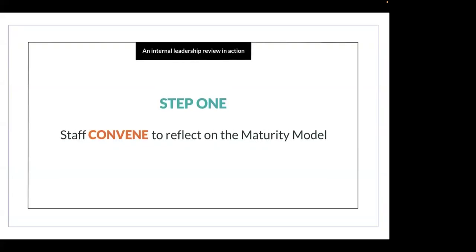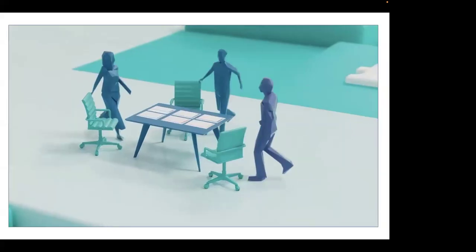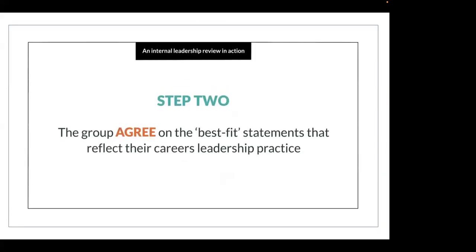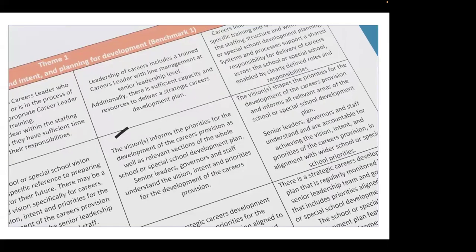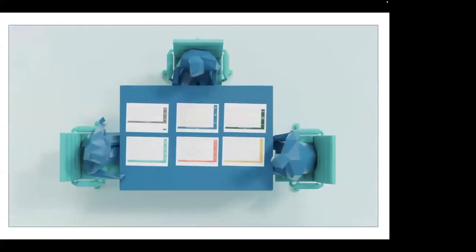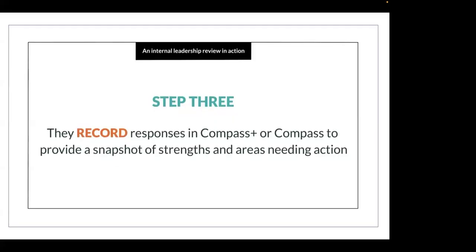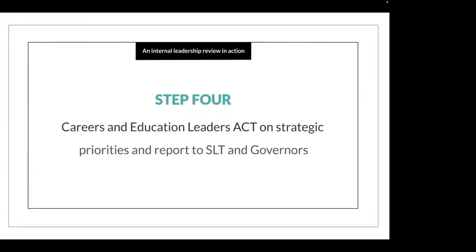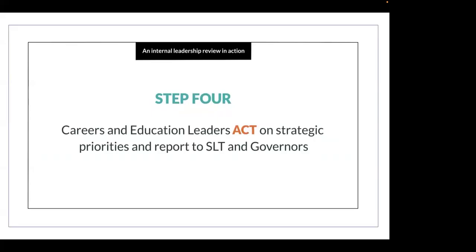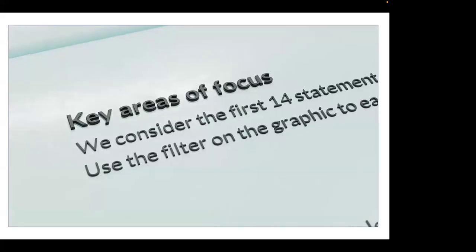Step 1. Staff convene to reflect on the maturity model. Step 2. The group agree on the best fit statements that reflect their careers leadership practice. Step 3. They record responses in Compass Plus or Compass to provide a snapshot of strengths and areas needing action. Step 4. Careers and education leaders act on strategic priorities and report to SLT and governance.